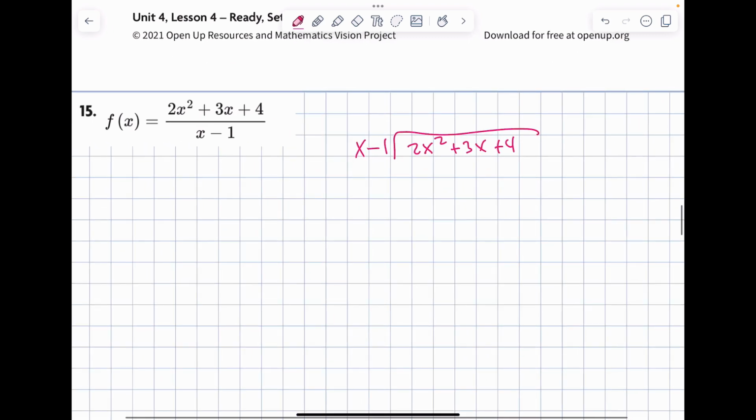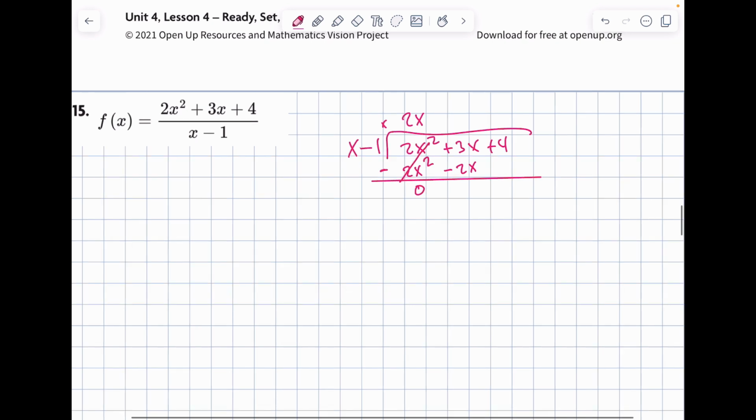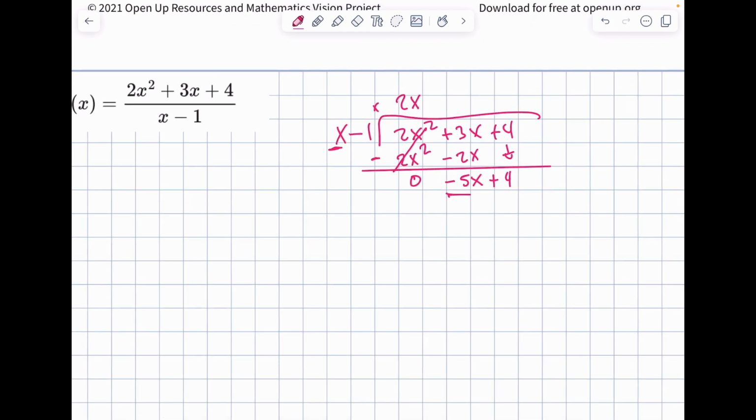Now you have to ask yourself, how many times does x go into 2x squared, right? So that's going to be 2x, because x times 2x is 2x squared. And then you multiply this to both of them, so you got 2x squared. This is very similar to division with the house, right? We've done this in the past, regular division. And then 2x times -1 is minus 2x. And here we subtract them. So they go away, we get 0. 3 minus -2 is 5x, and then we bring down this 4. So plus 4. How many times does x go into 5x? That's going to be plus 5.